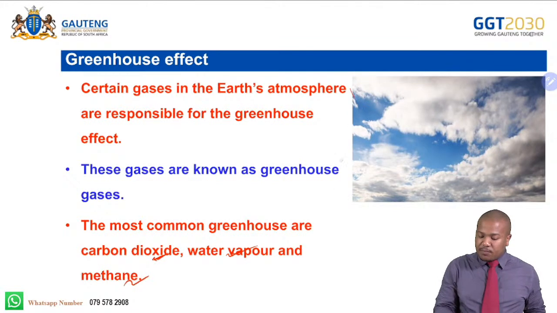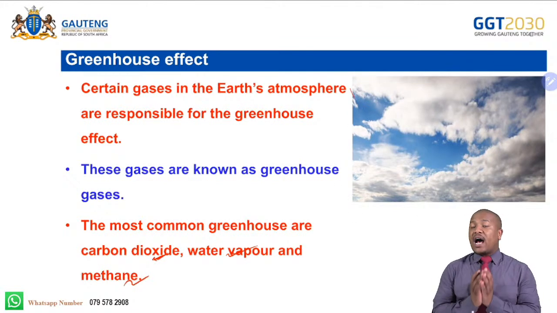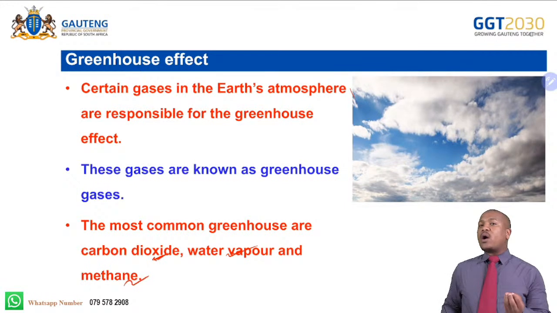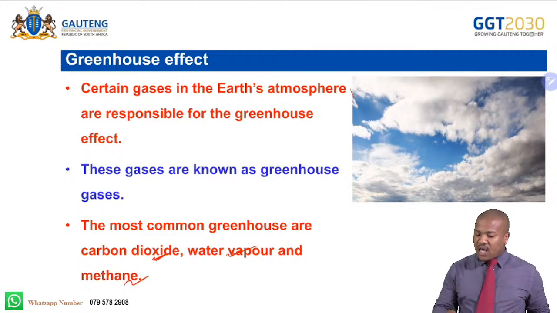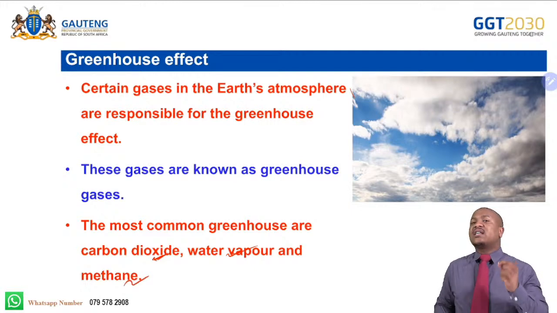So now if you look at this picture here, it's a picture of the atmosphere. Remember our previous lesson, we said that the atmosphere is the layer of gases around Earth, which is held by gravity. So now in the atmosphere, you will have a number of gases, including these greenhouse gases.